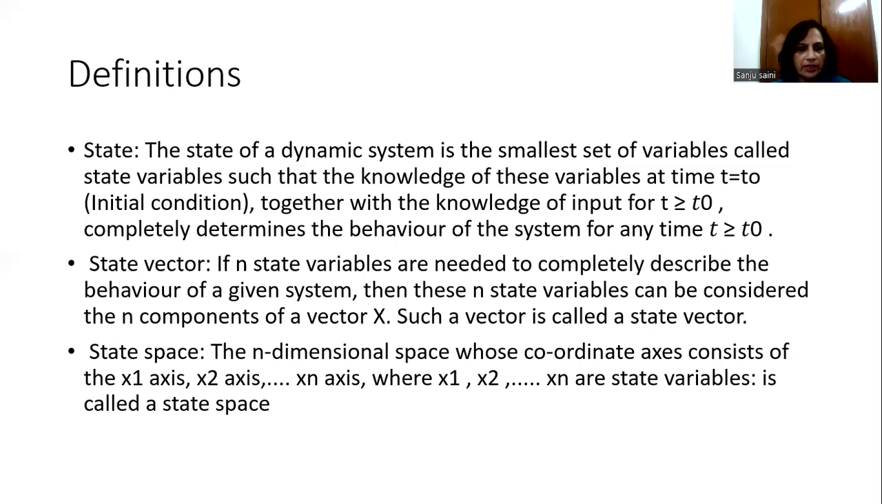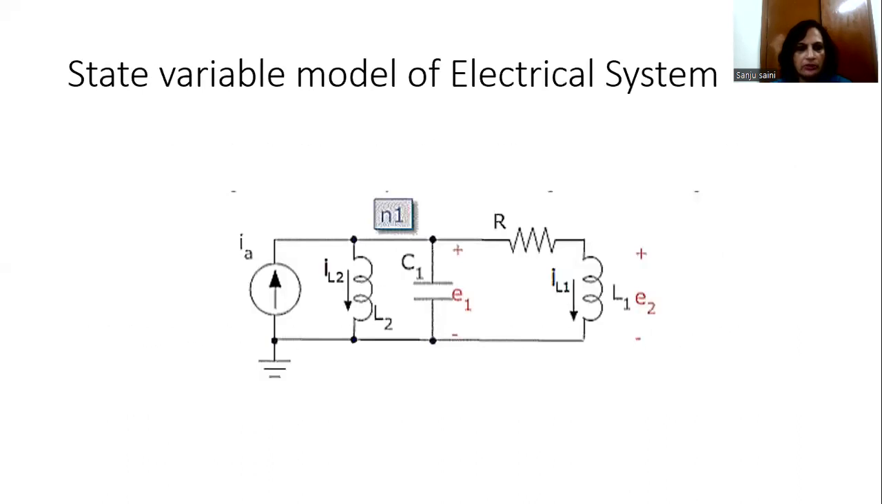So we'll be continuing with the determination of the state variable model. First of all, we'll get the state variable model of an electrical system. In this diagram, you can see an electrical system that is made up of a current source, then a resistor, two inductors, and a capacitor.